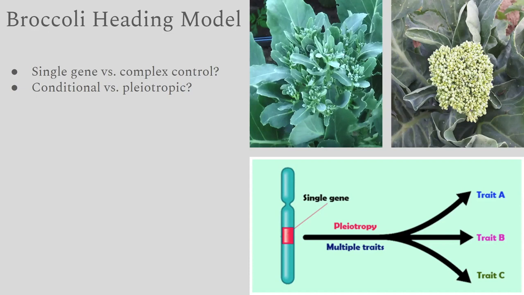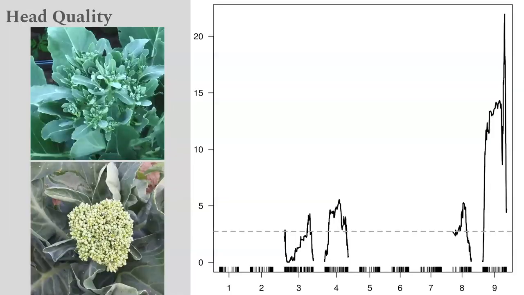Or is there a small number of genes that control a larger number of traits? Those are some questions that I had. This is an example of pleiotropic control, where one gene is creating implications for multiple other traits.